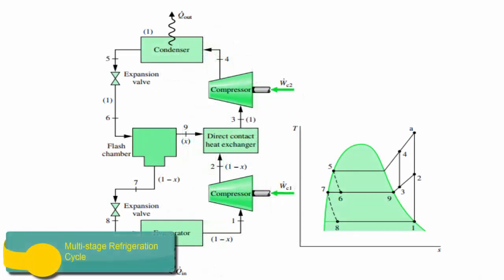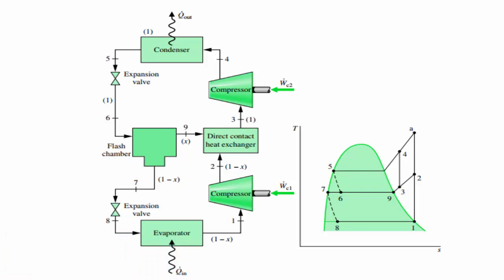Now the second improvement is the multi-stage system. It contains two additional components: the flash chamber and the direct contact heat exchanger. Like previously, the cascade cycle was also of two refrigeration cycles. This is also of two refrigeration cycles.